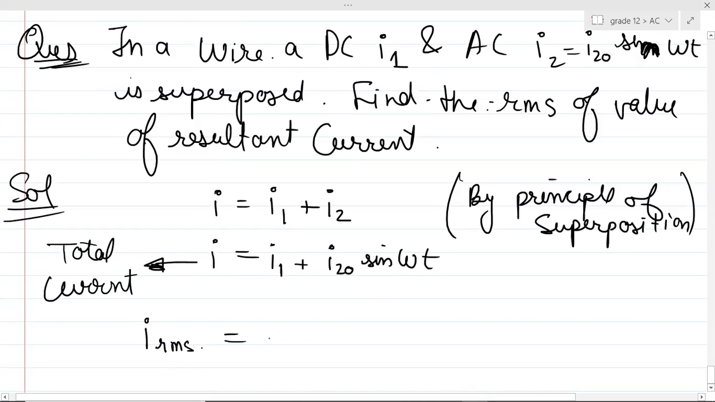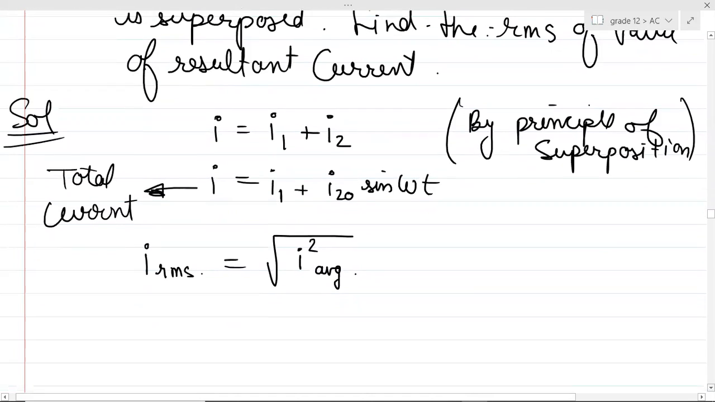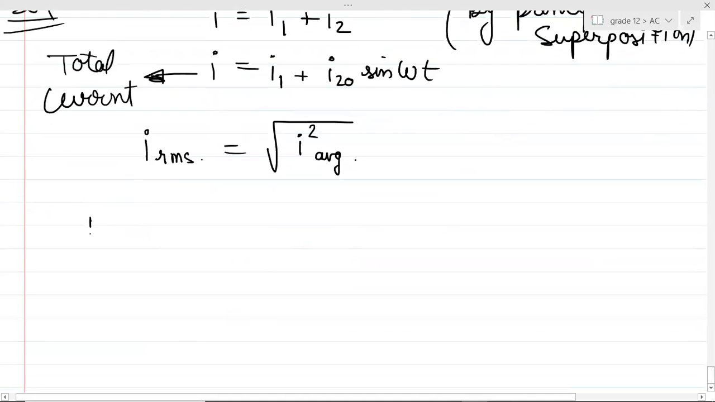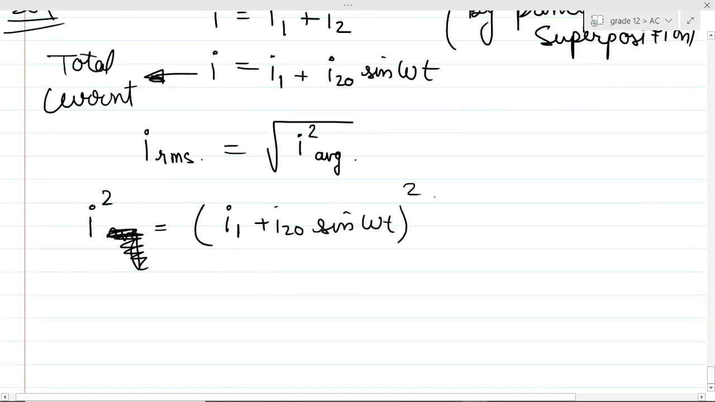IRMS is basically under root of I square average. Yes or no? Do you remember? So let's calculate I square average. And instead of doing that, I'll do this thing. See, it will be equal to (I1 plus I2 naught sine omega t) whole square.